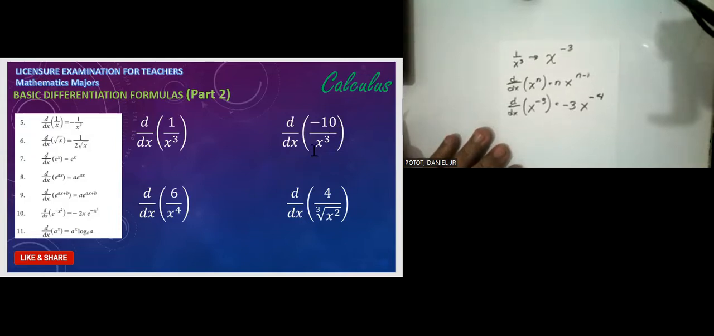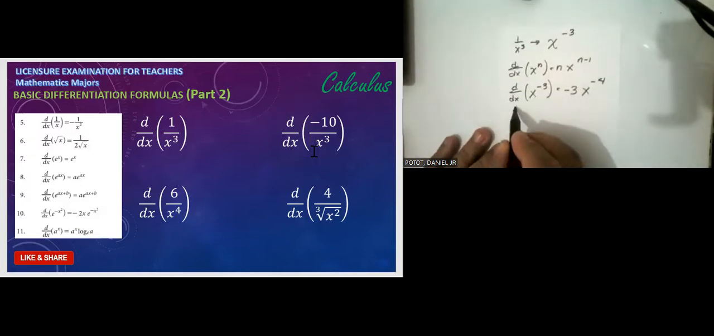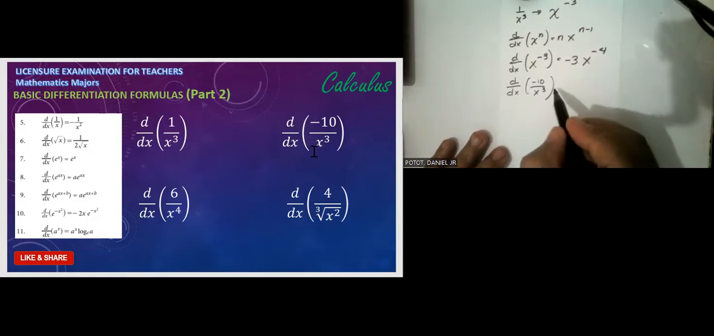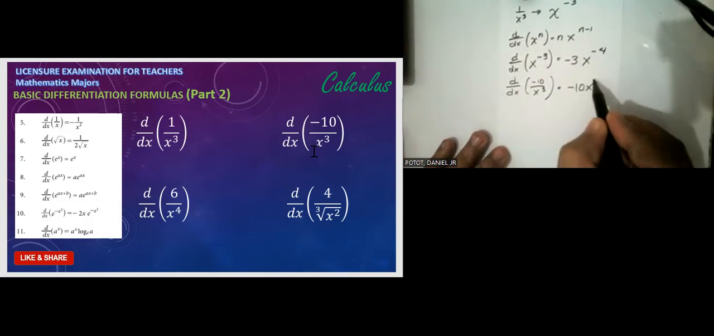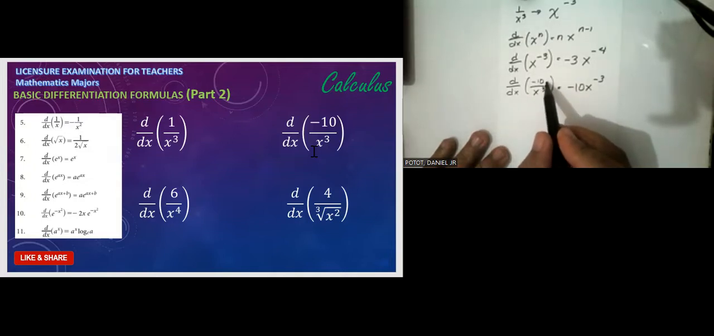What about if there's a -10 on top of it? So maybe I will just rewrite the derivative of -10 over x cubed. Again, we can apply the power formula here, but before we apply it, we need to rewrite this one as -10 x raised to the power of -3. Now remember, if we have a positive power at the bottom, when you put it on top, then that becomes negative.